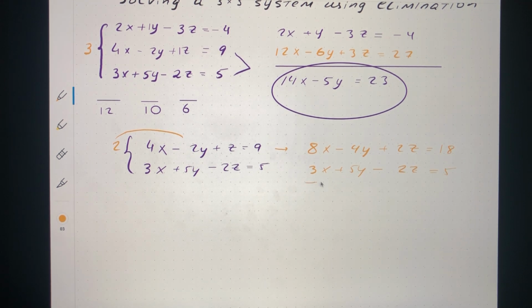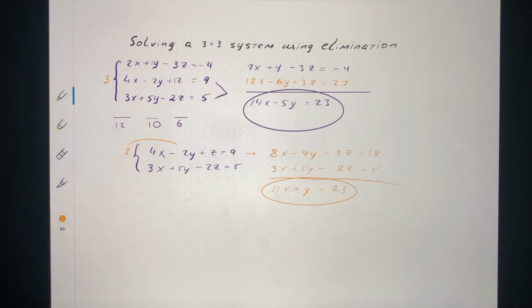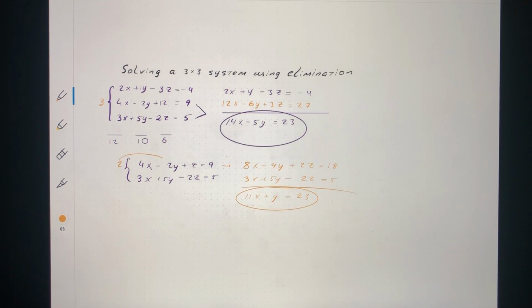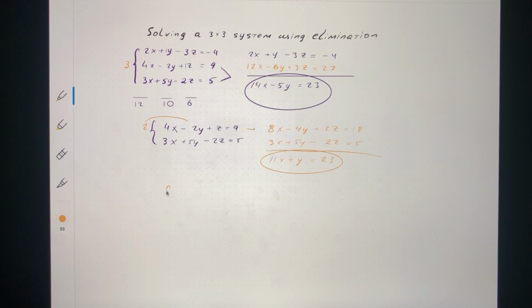Now when we add them together, the z's should cancel. 8x and 3x is 11x, minus 4y plus 5y is 1y, z's cancel. 18 plus 5 is 23. That's our second equation with no z's. Now we take our two equations and we continue with elimination. So here they are. Let's copy them over. 14x minus 5y is 23. 11x plus y is 23.